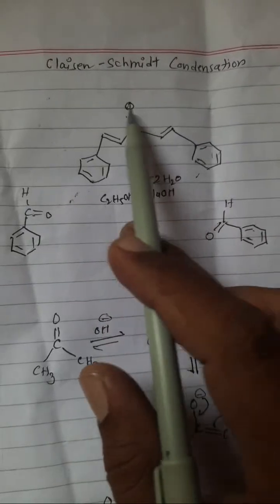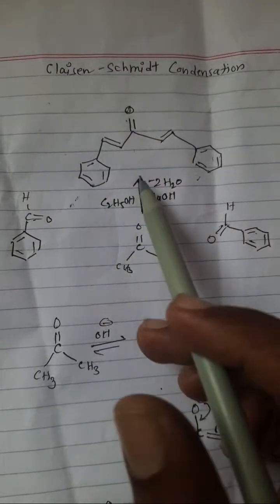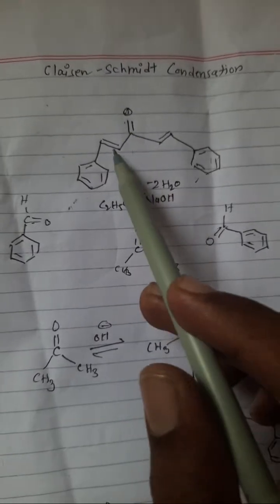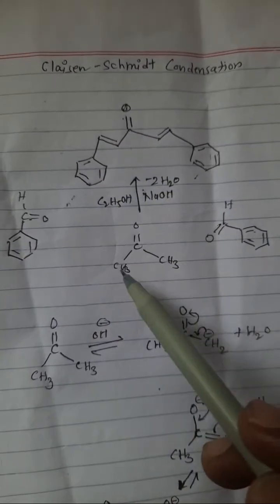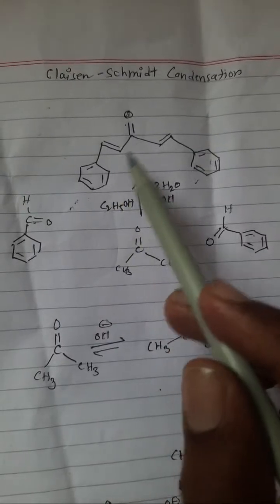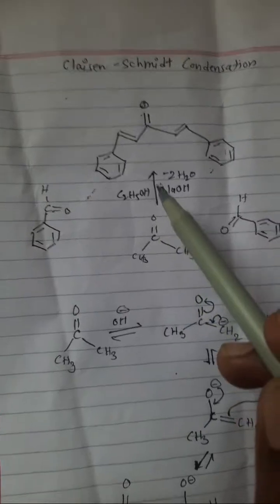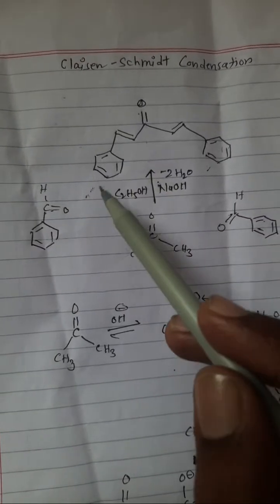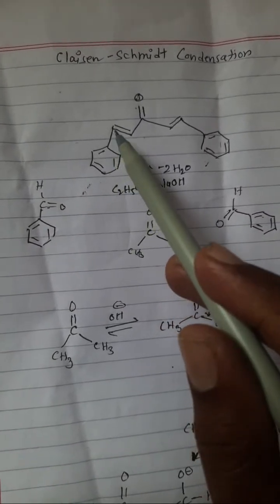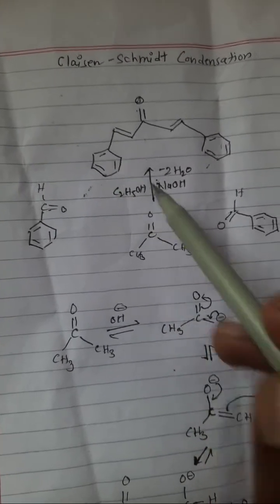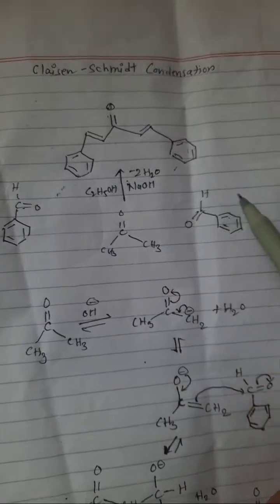So if you see this structure, how it is formed, you can easily understand that this is C double bond O, here is carbon, carbon, so it can be CH3, CH3. We can break this structure like this, right? So this is called acetone. And this part, this is phenyl, C double bond O and H. So this is the benzaldehyde part. And this is also benzaldehyde.